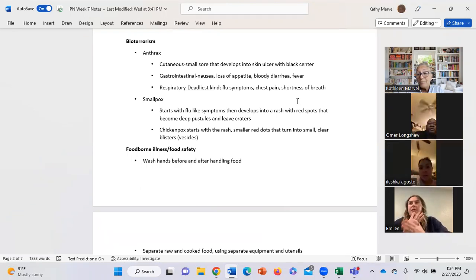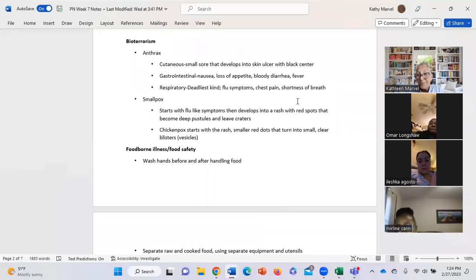Smallpox shows up on the hands and feet. Chickenpox shows up on the... so your feet? Yes. Chickenpox makes blisters smaller than smallpox. But the big difference is that chickenpox will not show up on the soles of your feet. Smallpox will. So whoever said that, that's great. That's what we need to know. Okay, chickenpox starts with a rash, smaller red dots, turns into small clear blisters. Smallpox starts out with a rash, red spots, but then they become deep pustules, and leave craters. Chickenpox does not do that.